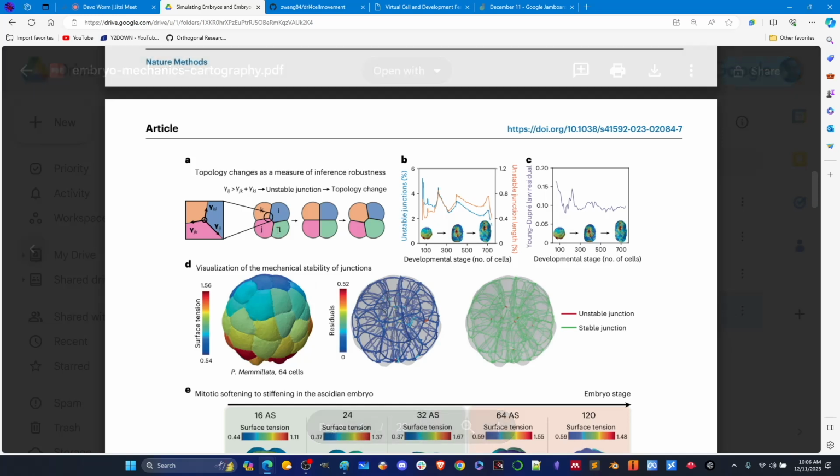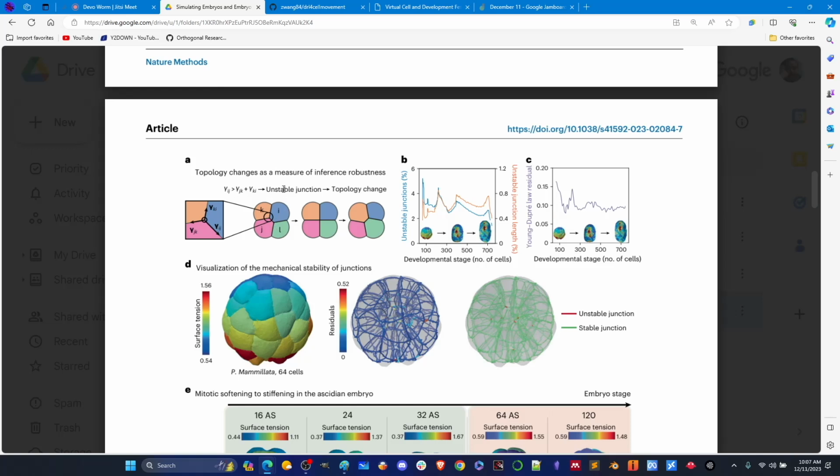So they actually show that topology changes as a measure of inference robustness. This is showing these unstable junctions between cells. If you think about a soap bubble, they sort of smush together and they have these interaction points. And then as the soaps burst, they kind of come together. So you could have, like in this case, cell death, where the cell dies and the other cells kind of take up that space and come together.